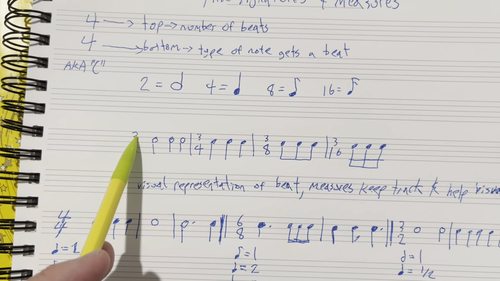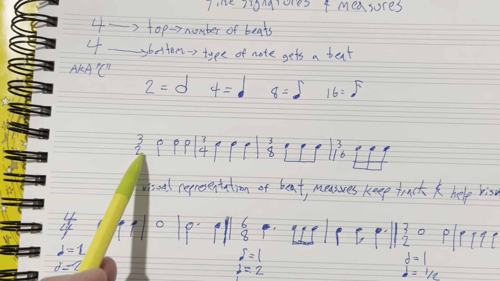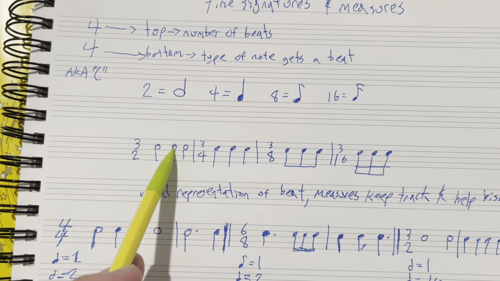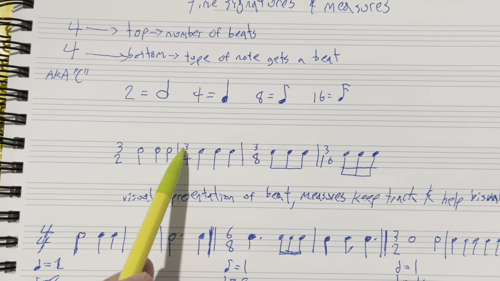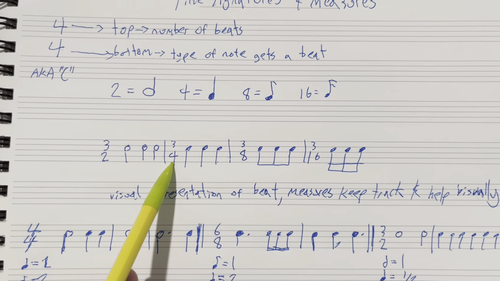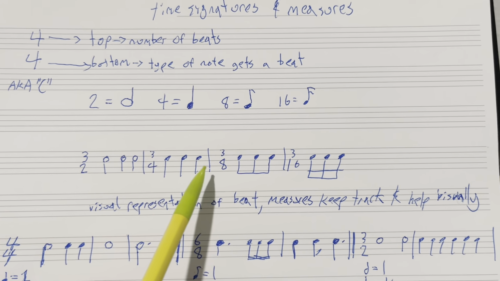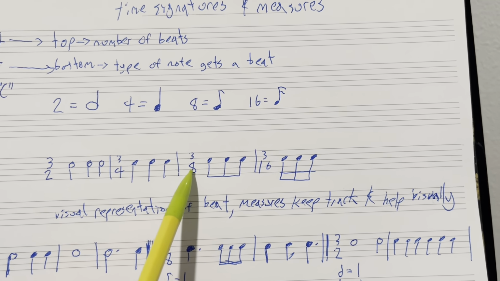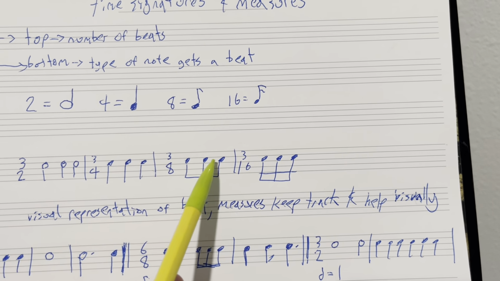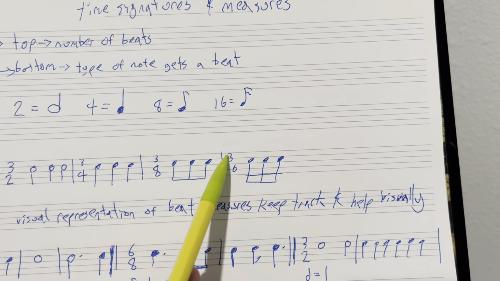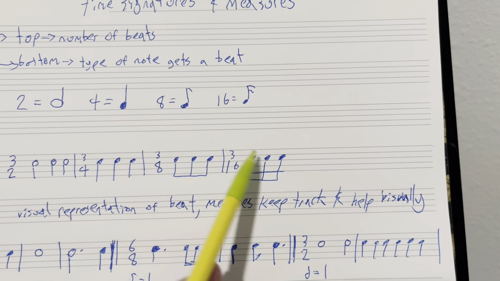So here we have 3 beats in a measure, half note gets the beat. So we'll get 3 half notes in a measure, boom. 3 beats in a measure, quarter note gets the beat. 1, 2, 3, boom. 3/8, 3 beats in a measure, eighth note gets the beat. There's 3 eighth notes. 3/16, 3 beats in a measure, 16th note gets the beat.